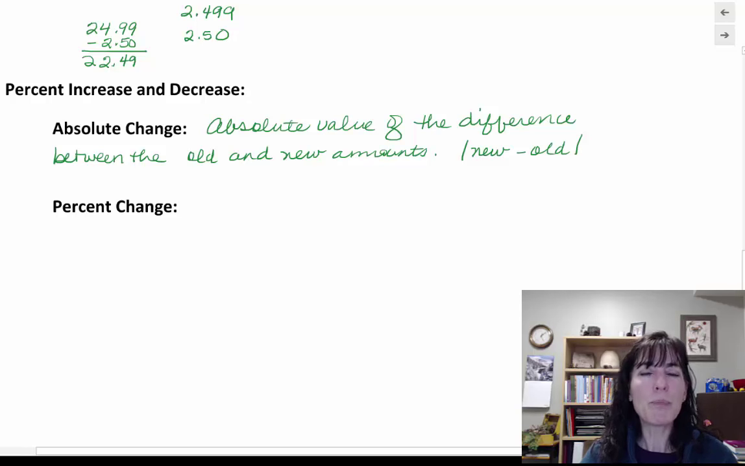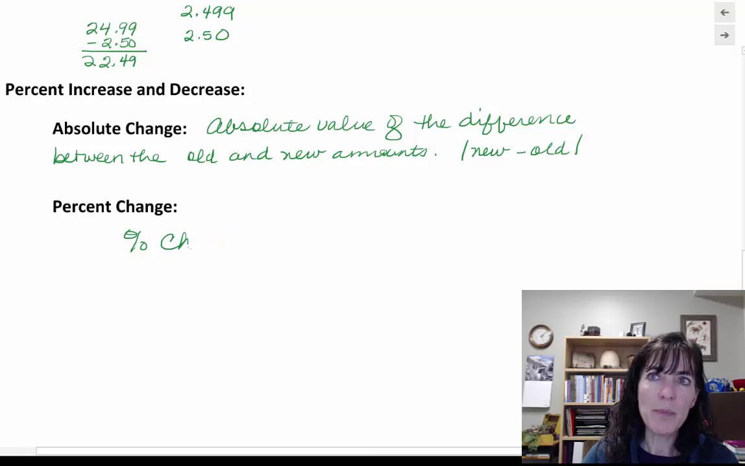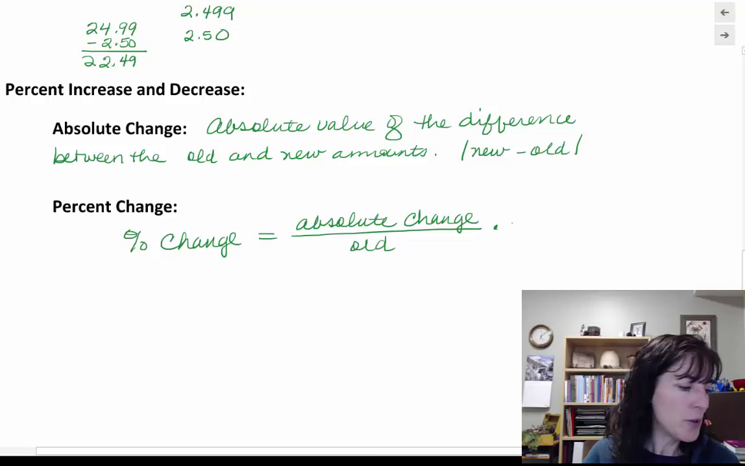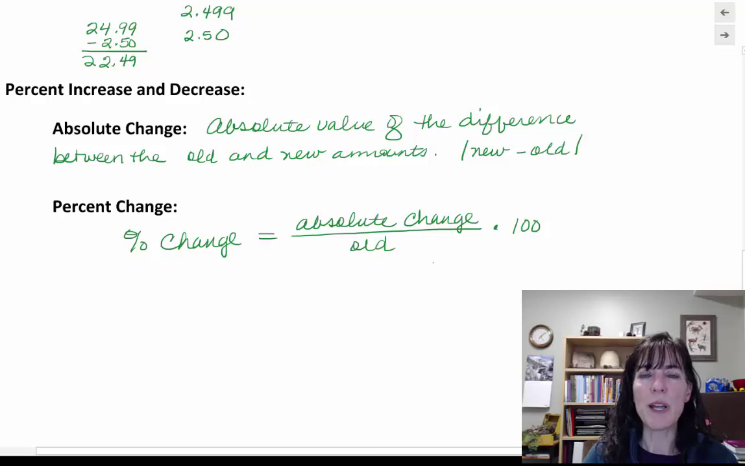Then if we want to do the percent change, we have a formula, and that's going to be the absolute change divided by the old, and to that we will just multiply by 100 to convert it into a percent, because you'll get a decimal when you do that.